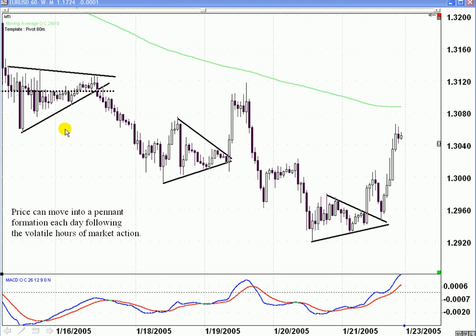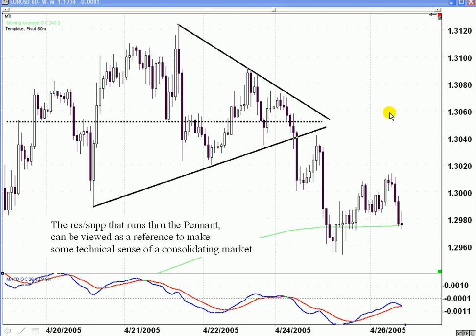This is a 60-minute chart, and we see several consecutive pennants as price consolidates, breaks out, consolidates, breaks out, reverses, consolidates, and breaks out, tests the backside, and breaks out. Another 60-minute chart, and again we see the characteristics of a pennant with a support resistance line through the middle. This one is directly in the middle, and often that support resistance line can offer support and resistance at some time in the future if the pennant decides to come back to this price level.